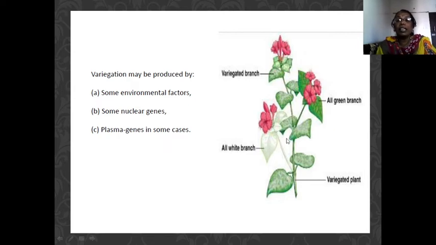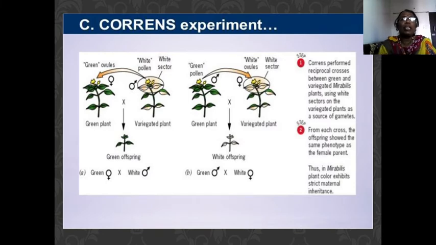But these are other branches, which are green ones; they prepare food material and supply it to that branch. Therefore, these white leaves are seen on that plant. The same situation occurs in a variegated plant, where green patches are present, meaning that in that region the chloroplast is present, and therefore it takes part in photosynthesis.